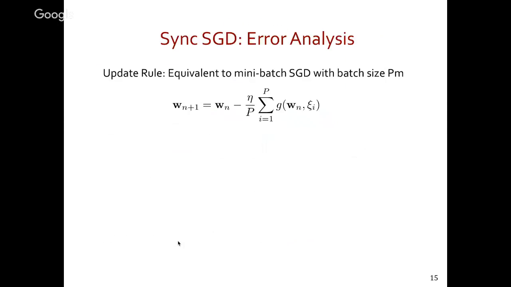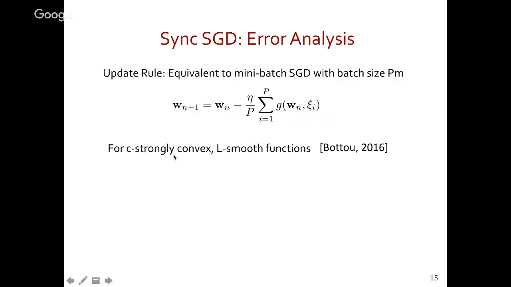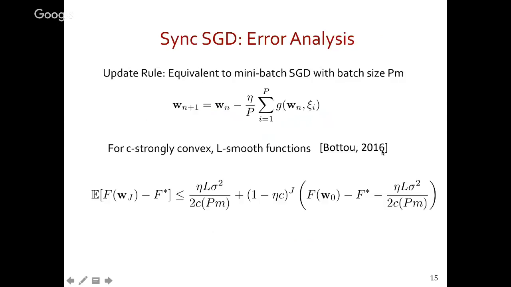Now let's go to the error analysis. Let me start with synchronous SGD. If you recall, the update rule was as shown over here. And if we compare this to the update rule of mini-batch SGD, it's exactly the same. It is equivalent to mini-batch SGD, but with a batch size of PM, where P is the number of workers and M is the mini-batch size. So we can directly use existing convergence analysis for c-strongly convex and L-Lipschitz smooth functions. There is a convergence analysis of mini-batch SGD given in this work, and we can just directly extend it to synchronous SGD.